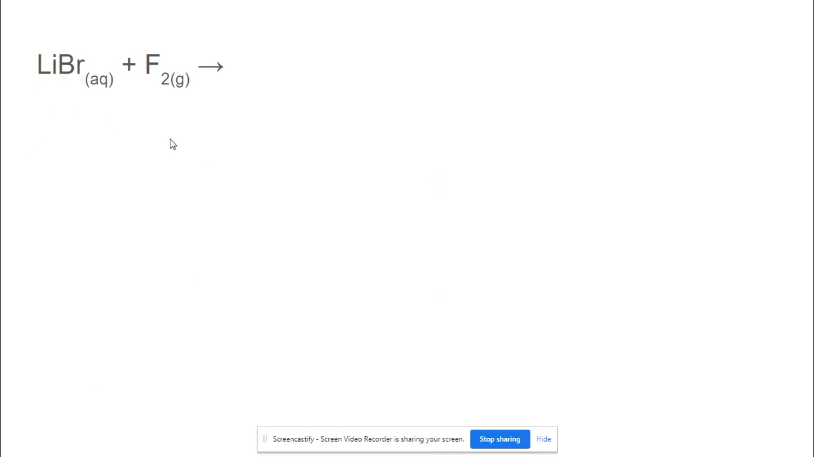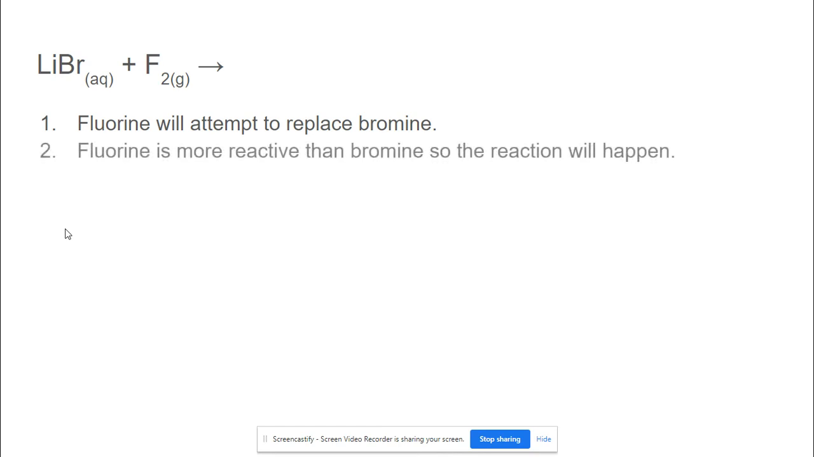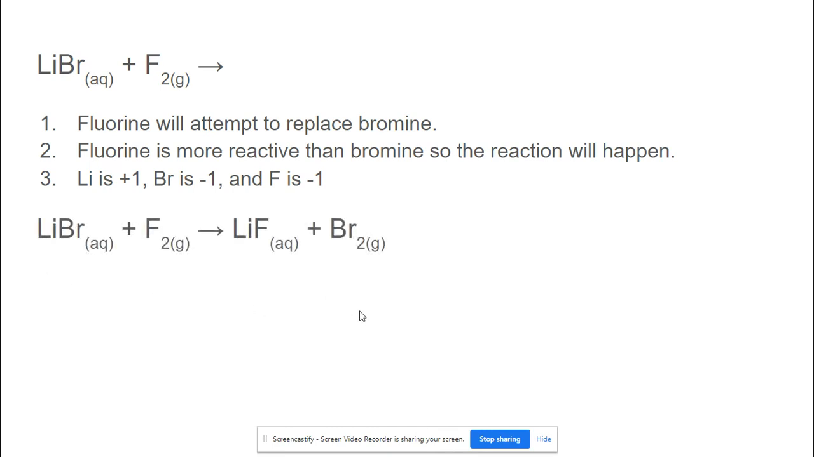So here's what that reaction should look like. Fluorine is attempting to replace bromine. Fluorine is more reactive than bromine, so the reaction will happen. Lithium is a +1, bromine's a -1, fluorine's a -1. So here is what the product should look like. LiF dissolved in water plus the bromine. Notice bromine is one of the diatomics, so it's written as Br2, not just Br. Once again, these equations are not balanced. So you'll notice there's 2 fluorines on this side and there's only 1 fluorine on that side. It's okay for right now. We've got to get the equations written correctly before we can balance them.